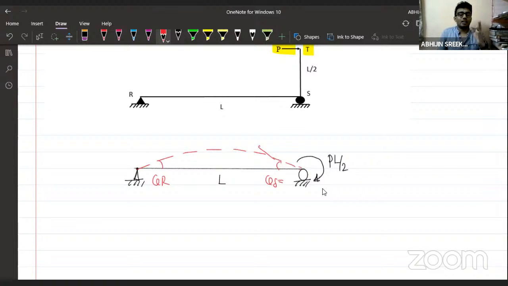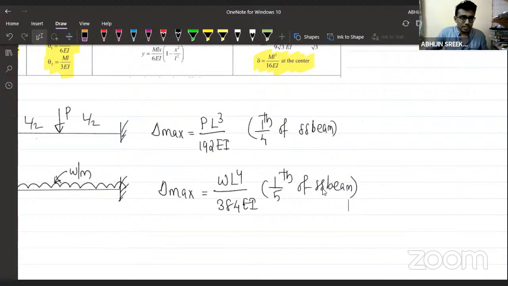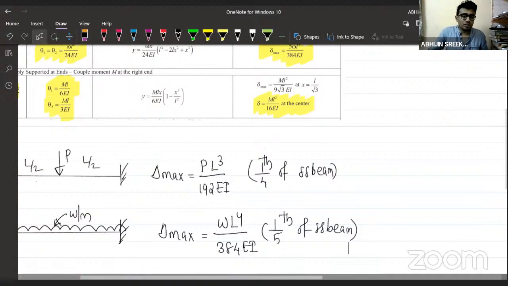We've just seen, when a simply supported beam is subjected to a concentrated moment at one end, what is the slope at the far end? Just look at the standard results. We have remembered it, and we are going to recall it from our memory.